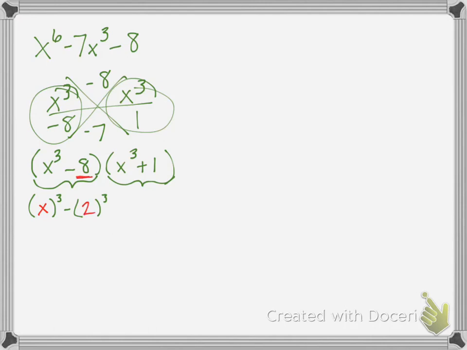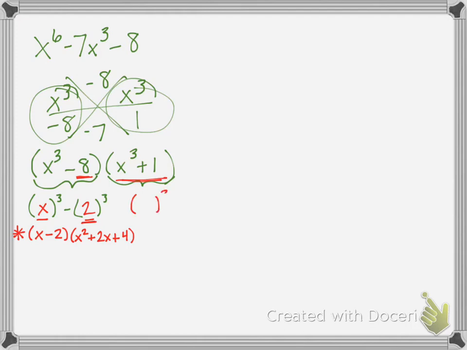What to the 3rd gives me negative 8? 2. Now if I use my difference formula, I have x minus 2, that's a minus b, and then a squared plus a times b plus b squared would be 4. So if I factor that x to the 3rd minus 8 using my difference of cubes, this is what I get. Now I'm going to do the same thing with this guy.